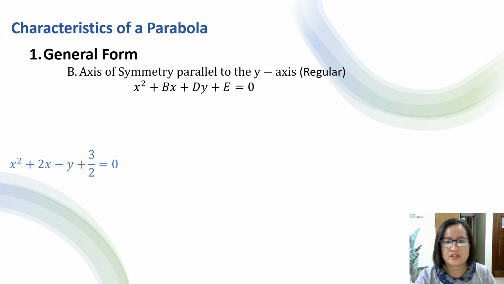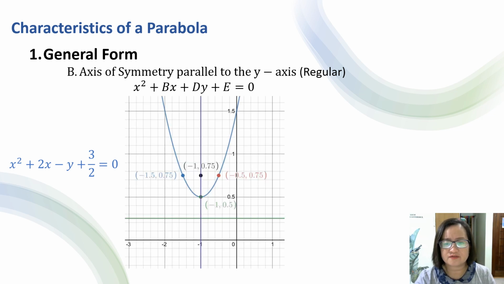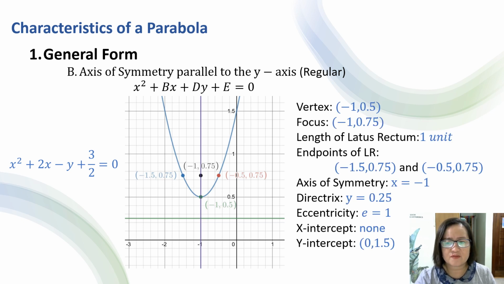Using Desmos, we would be able to graph this parabola with vertex at (-1, 0.5) or 5/10 and focus at (-1, 0.75) or 75/100. The length of its latus rectum is 1 unit, and its endpoints are at (-1.5, 0.75), and (-0.5, 0.75).